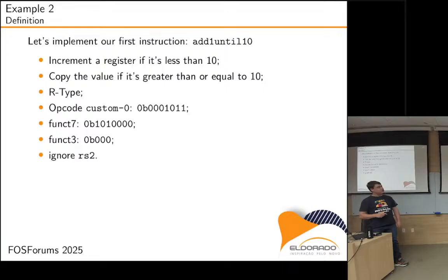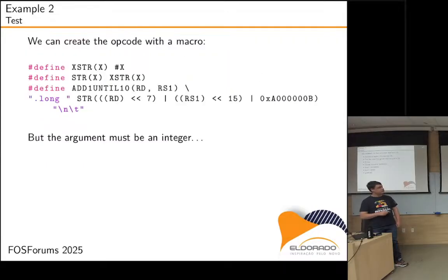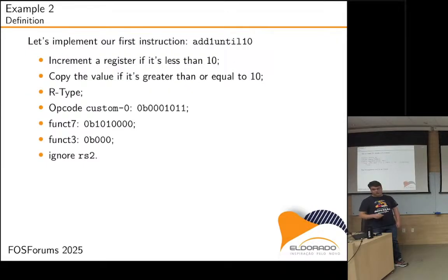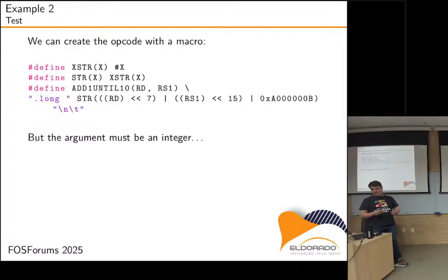The major code will be the custom 0, that is reserved for custom instructions. The higher bits, the func 7, will be this pattern. The bits between the two registers will be 0, 0, 0. And for now, we want to use the RS2.